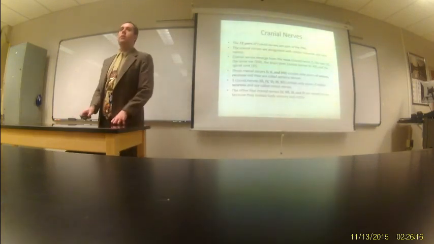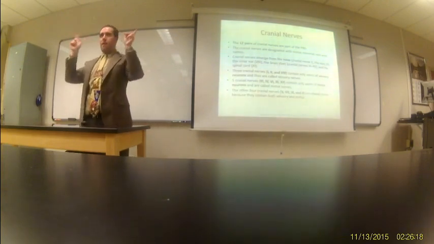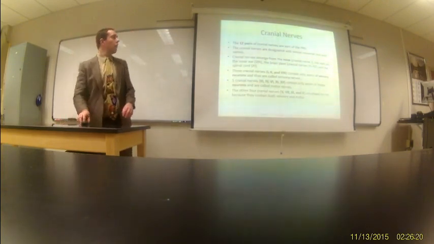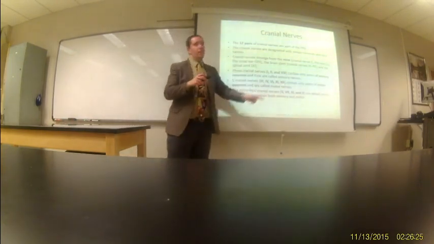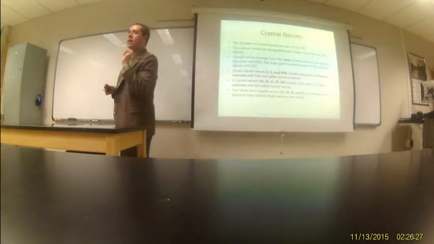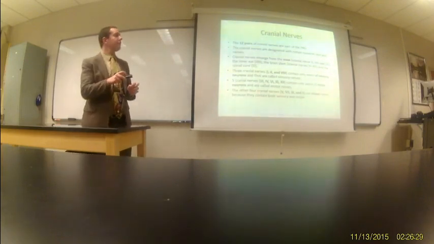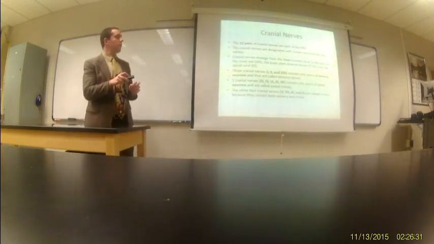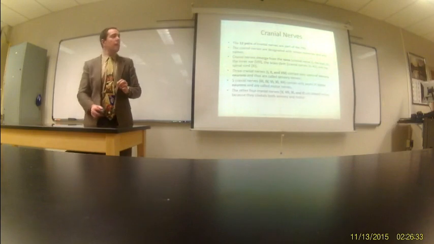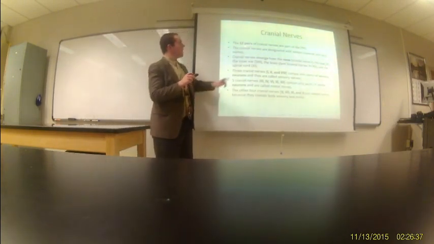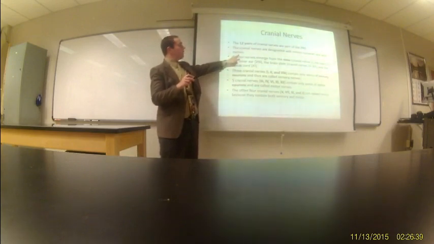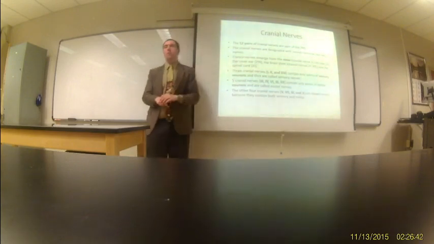Let me come back to those cranial nerves. Remember, those were the ones coming off the bottom of the brain, going different places. These cranial nerves, because they are not inside of the brain, are considered part of the peripheral nervous system. There are 12 pairs of them, so 24 total. And each pair has both a name and a Roman numeral.